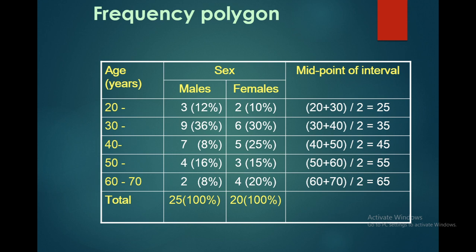This is a frequency polygon for age and sex distribution. This is somehow a type of cross tabulation where one variable is on qualitative scale and the other variable, age, is on quantitative scale.